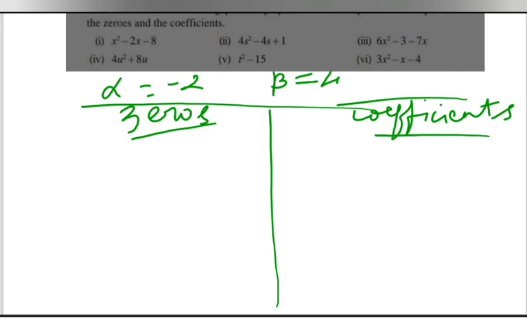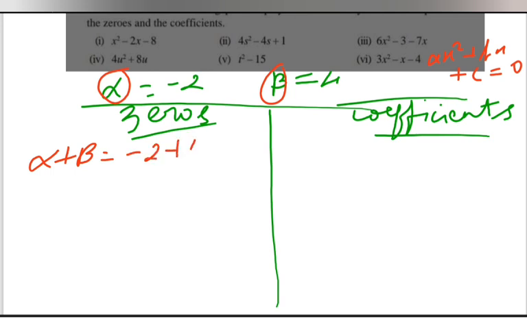For zeros we got alpha and beta. So alpha and beta are the zeros of the polynomial. The general form is ax square plus bx plus c is equal to 0. To find the relation between them we should first take the sum of the zeros as well as the product of the zeros. For the sum we will be adding the two zeros, alpha plus beta, that is minus 2 plus 4. We will be getting plus 2.